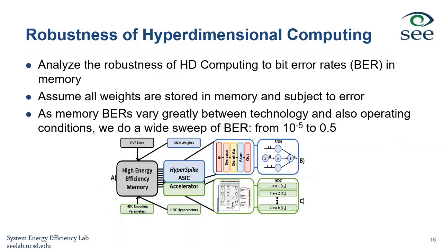In this work, we also analyze the robustness of HDC to bit error rates in memory. We assume all of the weights are stored in memory and subject to errors. This includes the SNN weights, random projection matrix, and hyperdimensional computing hypervectors after encoding. Since bit error rates vary greatly between memory technology and operating conditions, we do a wide sweep of bit error rates from 10 to the -5 all the way to 0.5.